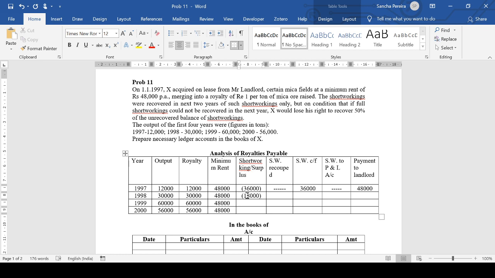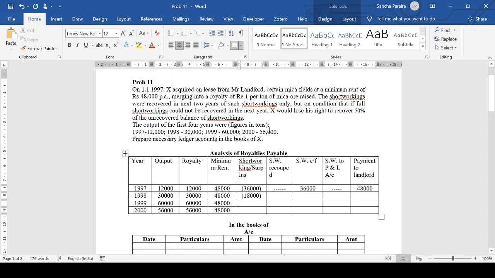Now let's just read our conditions again. They said short workings can be recovered in the next 2 years. The next 2 years for 1997, the short working can be recovered in 1998 and 1999. So 2 years. But in 1998 there's no recovery possible because it's a short working again. There is no surplus. And it says further, but on condition that if full short working could not be recovered in the next year. So for example, in 1997, the full short working cannot be recovered in 1998.